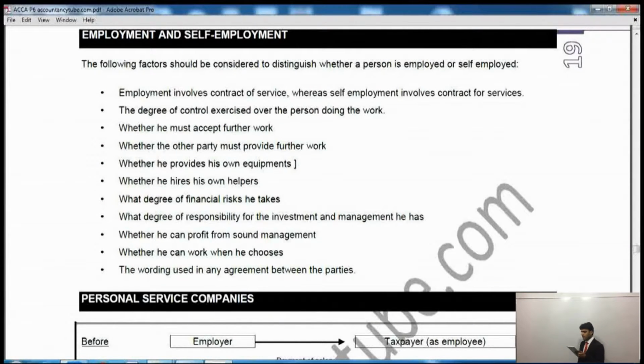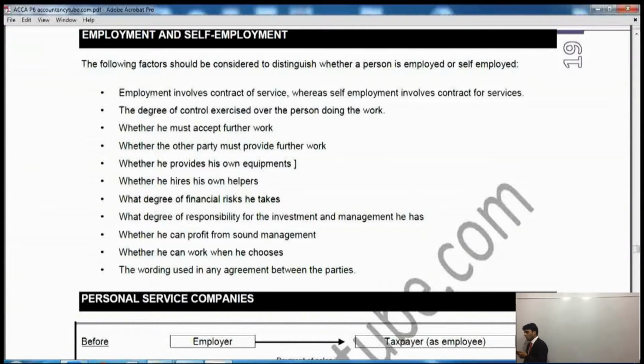Now, whether he provides his own equipment. If I came here into the studio and I bought my own suit, I bought my own camera, I'm paying rent for the studio, and I bought my own iPad as well. So if I did all of these expenses, then I will be self-employed instead of employed, because I'm providing equipment, I'm providing for this studio. Alright, so if I provide my own equipment, then I will be self-employed rather than employed.